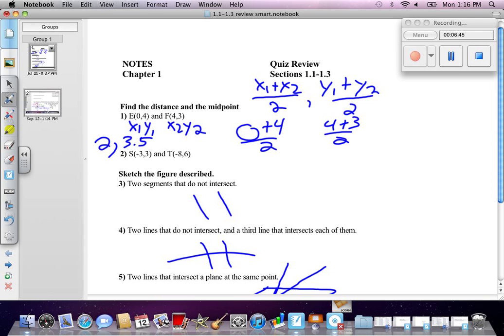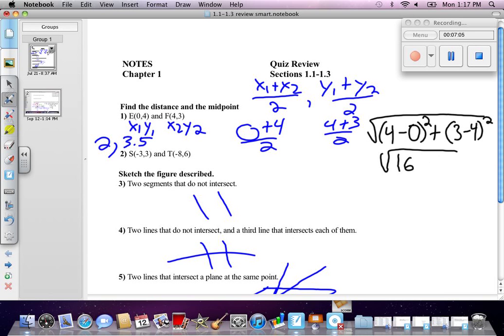Distance formula. We take x2 minus x1 squared plus y2 minus y1 squared. 4 minus 0 is 4. 4 squared is 16. 3 minus 4 is negative 1. Negative 1 squared is 1. So we get the square root of 17. And since it doesn't say find the exact answer, you could just leave it as the square root of 17. Do you want to do the last midpoint and distance formula?